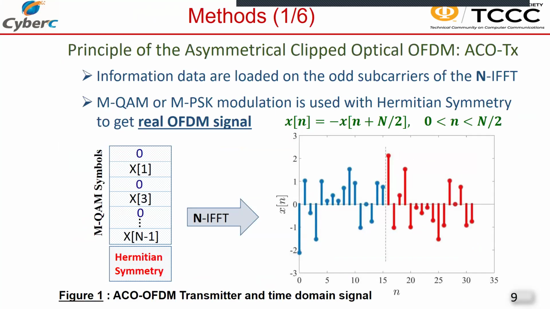First of all, this slide shows you the modulation principle of conventional ACO-OFDM. At the transmitter, QAM, quadrature amplitude modulation symbols, are loaded on the odd index subcarriers with Hermitian symmetry. The resulting signal after modulation via an inverse fast Fourier transform block is real and then clipped at 0 before transmission. This unipolar signal presents an anti-symmetry property as shown here.